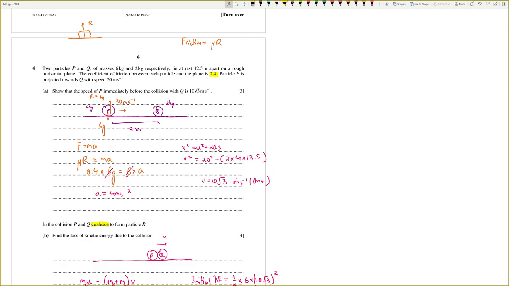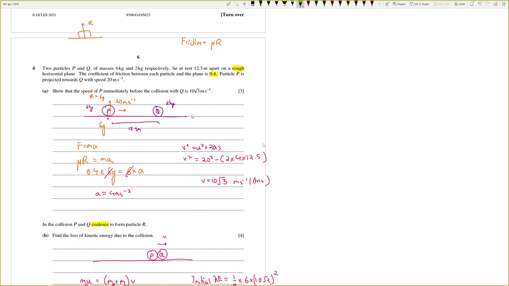Okay, so P travels 12.5 meters, and since it's on a rough plane, as you can see, this is the wording, it will actually decelerate. So we need to find out the deceleration first using F is equal to ma. Since it's on horizontal ground, the reaction force is totally providing the friction, which is F equals to mu R. So that is 0.4 times 6g, which is 60, is equal to 6a. The deceleration is 4 meter per second square.